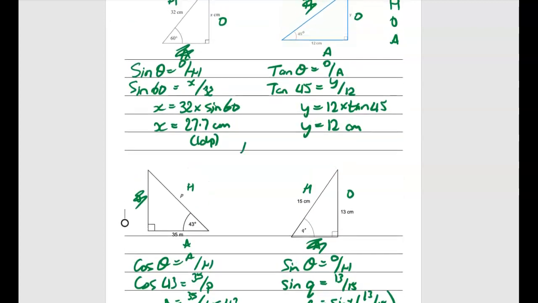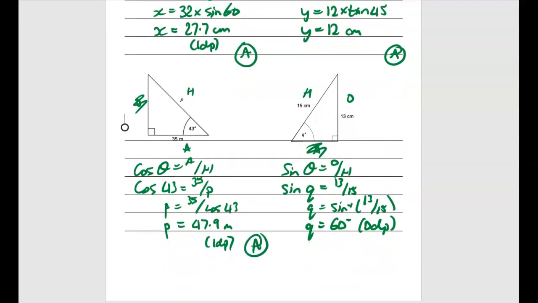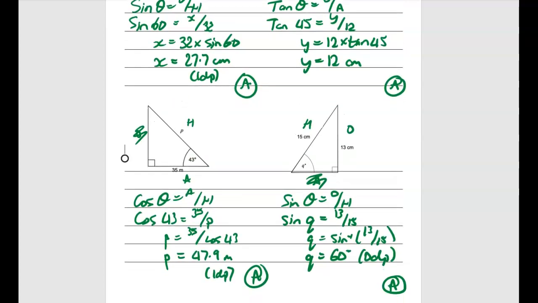So each of those questions was worth an achieved mark, and if you could do that first page right, you got an achieved because you're able to show that basic skill of applying trigonometry and Pythagoras theorem.